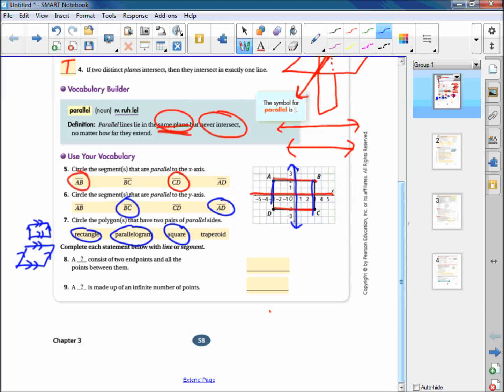But a trapezoid does not. A trapezoid has only one pair of parallel sides. And the definition is written to say exactly one pair. Okay? So a trapezoid does not get circled.